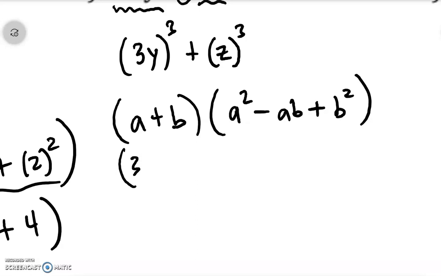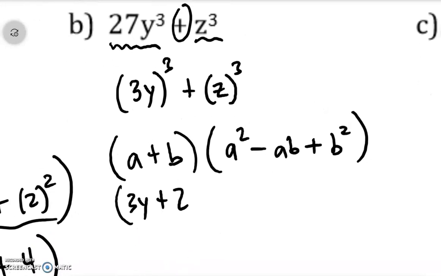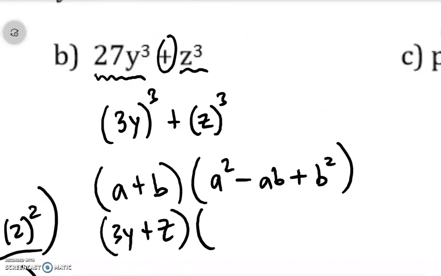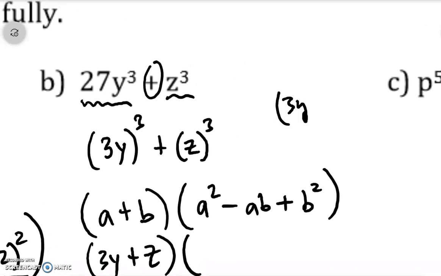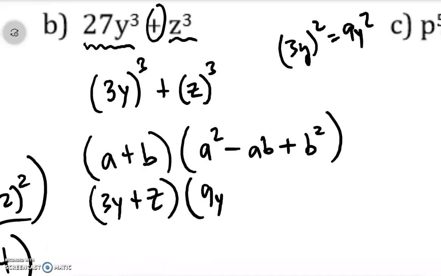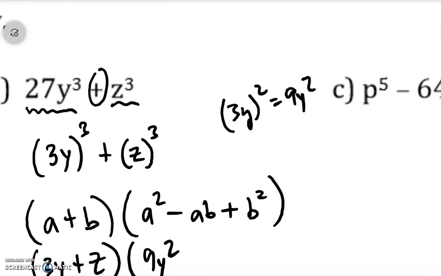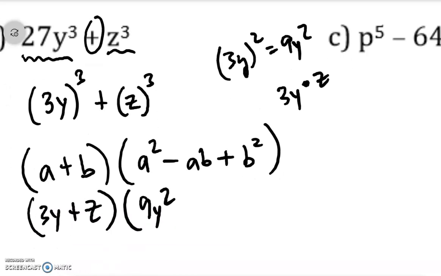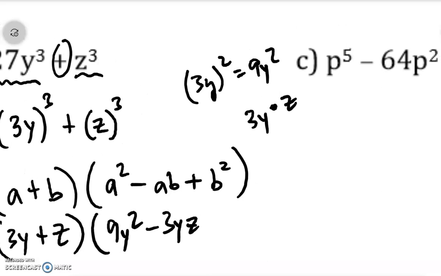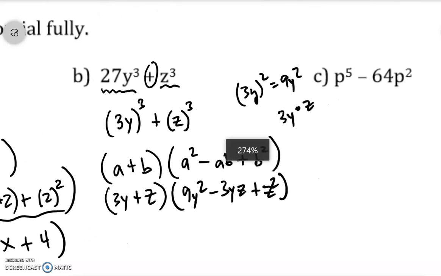Our a term is 3y, b term is z, so 3y plus z times a squared, so that means 3y squared, which is 9y squared. Then a times b, so that's 3y times z, which is just 3yz. So minus 3yz, and then b squared is just z squared. So plus z squared, and that is factored.